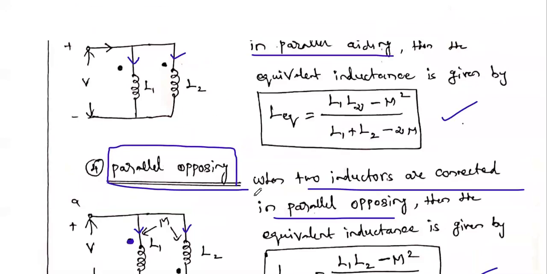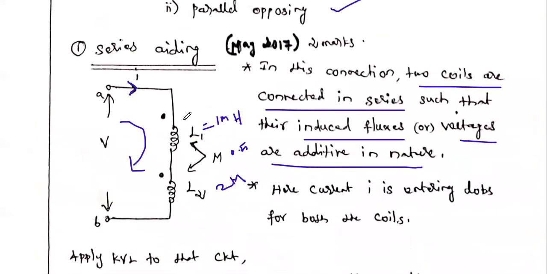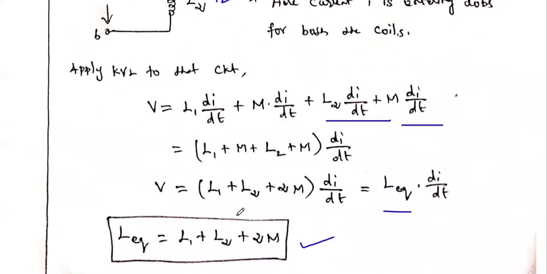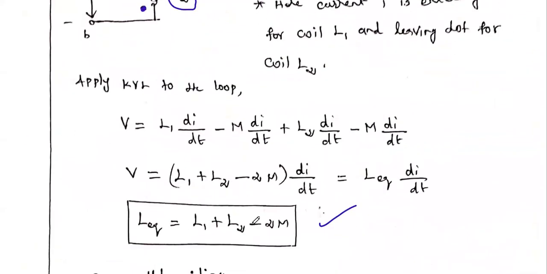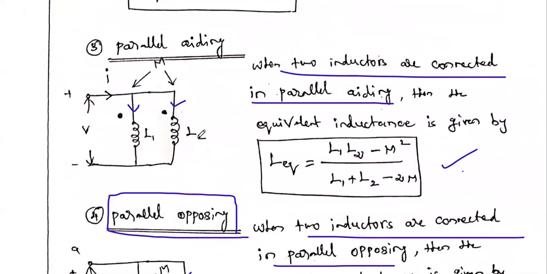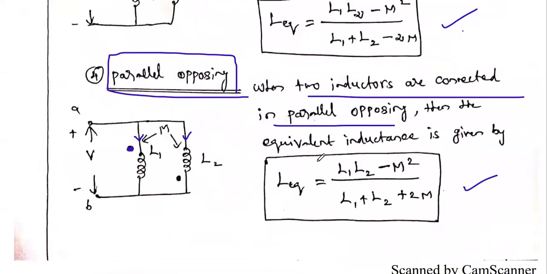So these are the four different cases of connected coils. If series aiding, two coils are connected in series with both dots at the entering point, then L equivalent equals L1 plus L2 plus 2M. Similarly, for series opposing, L1 plus L2 minus 2M. For parallel aiding, (L1 L2 minus M squared) by (L1 plus L2 minus 2M). And parallel opposing means (L1 L2 minus M squared) by (L1 plus L2 plus 2M). These are the four different connections.